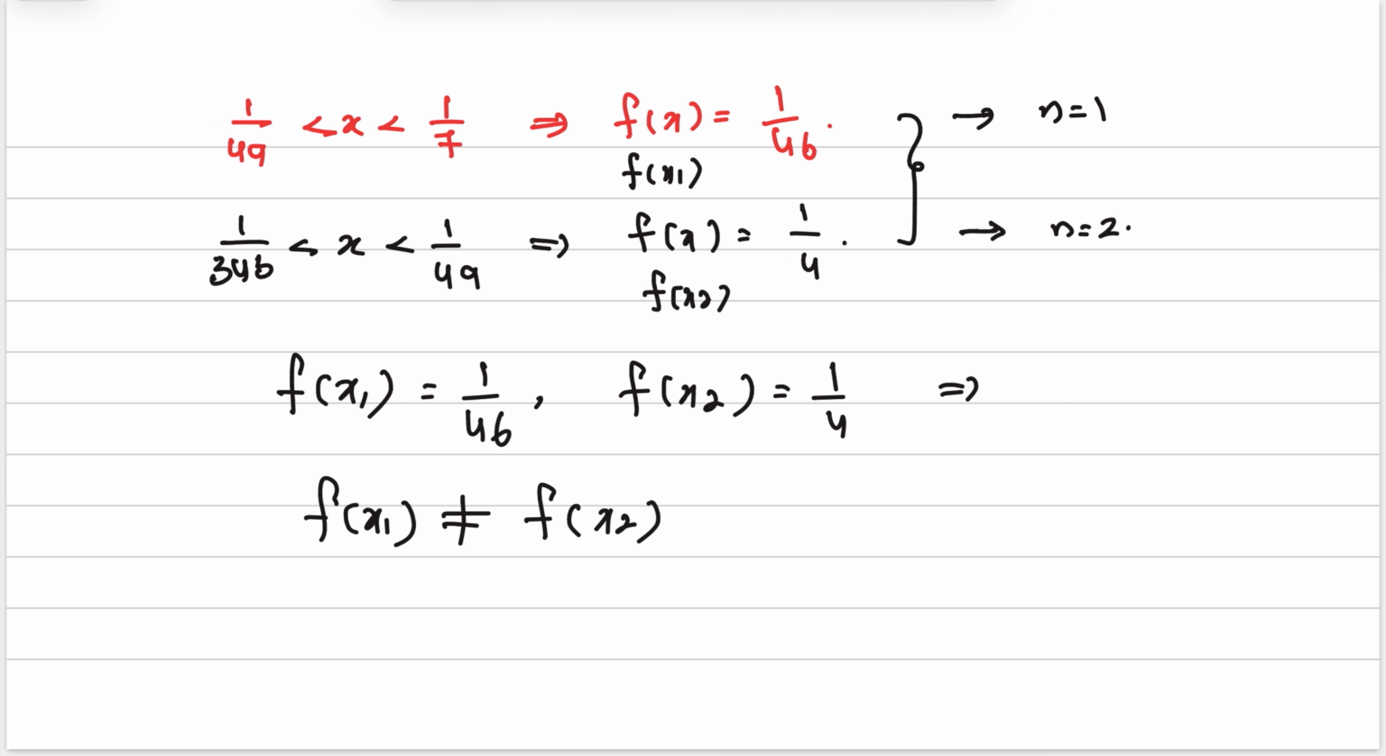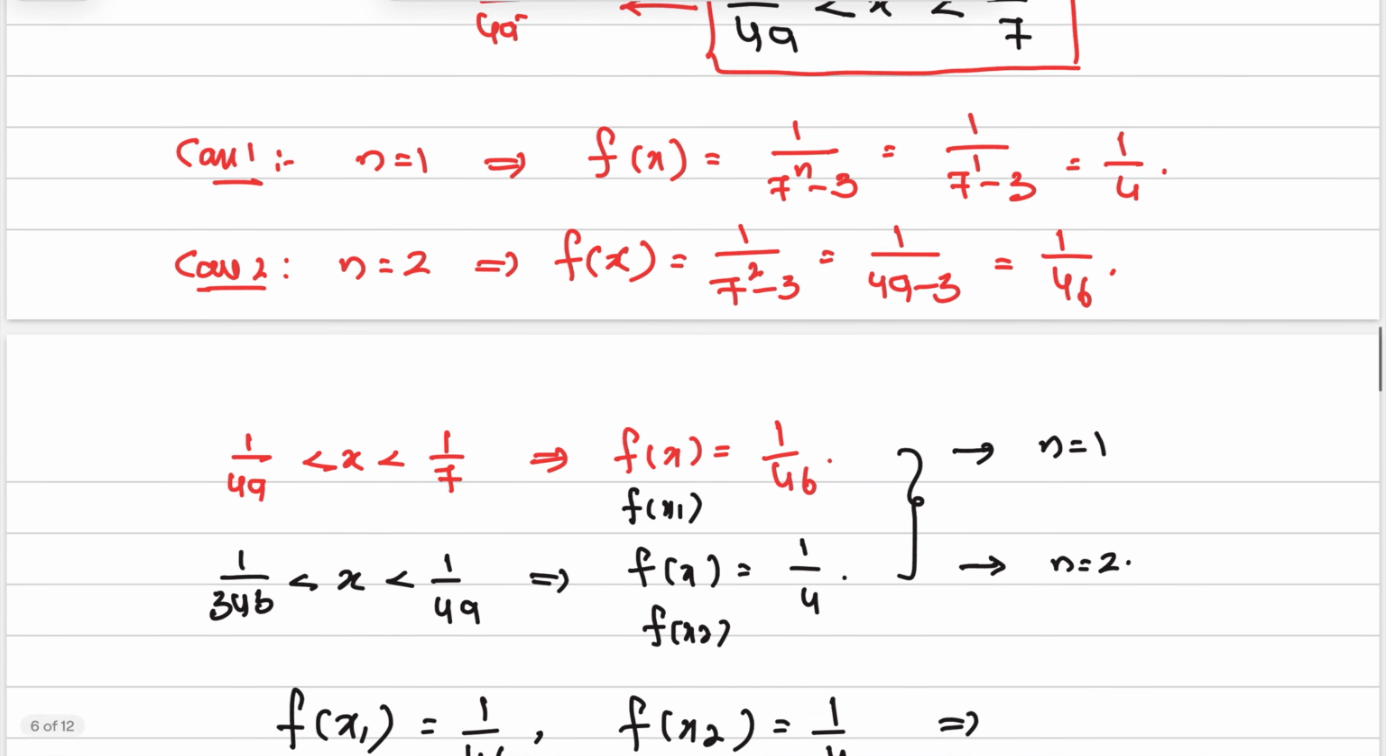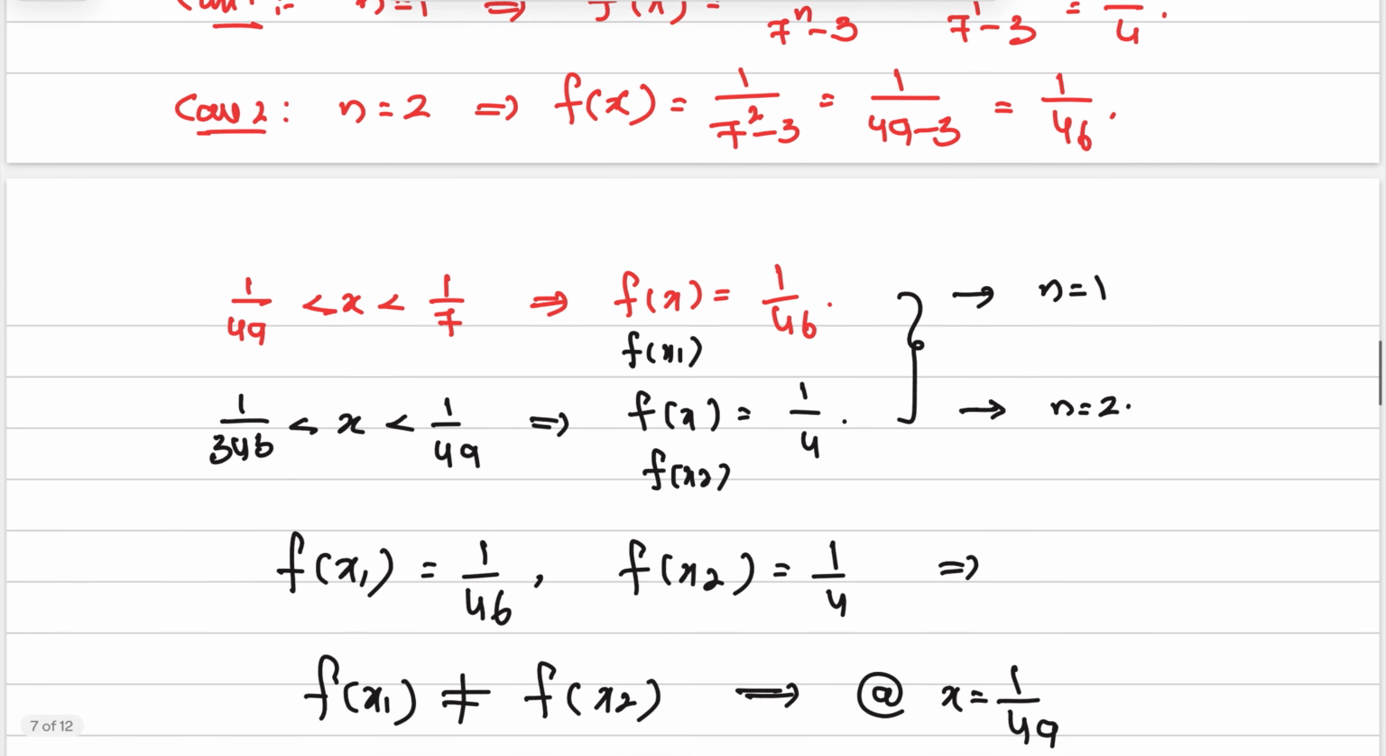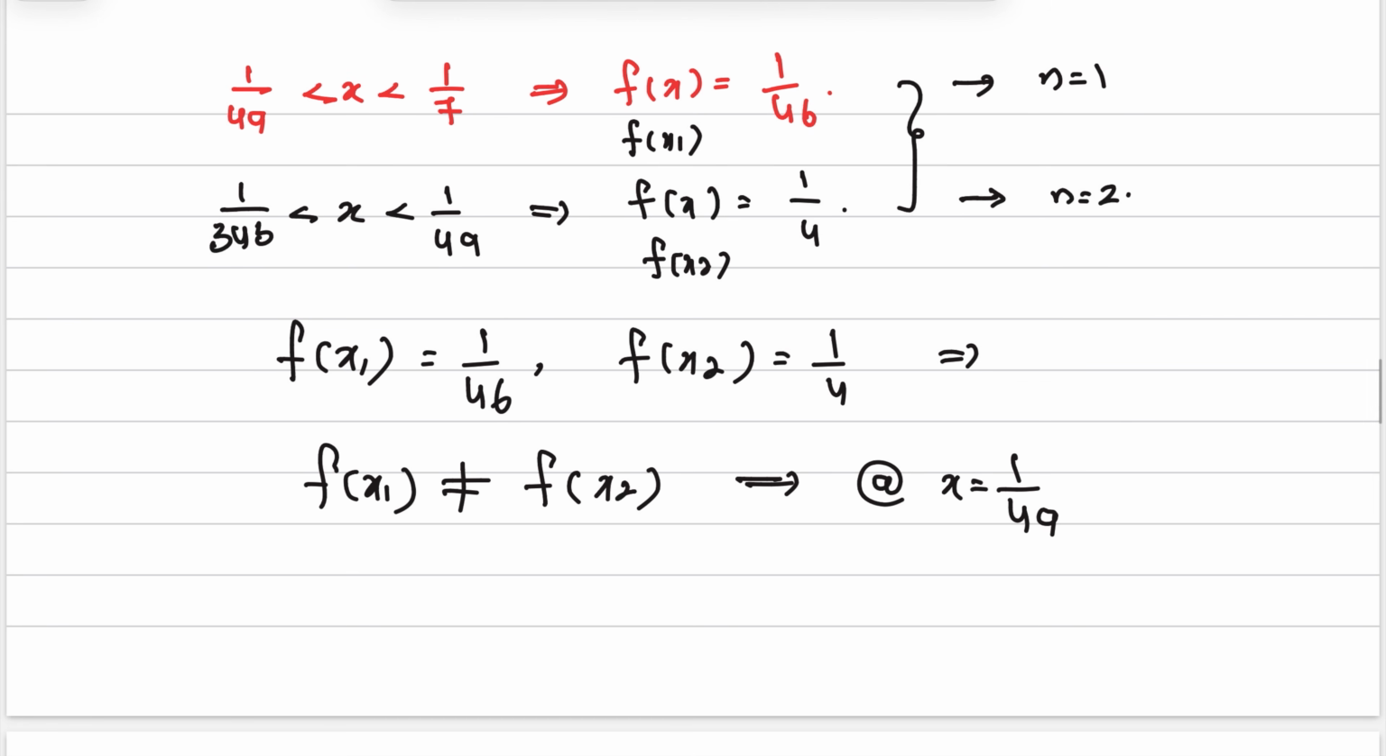Yet x is equal to 1 by 49. How have we taken 1 by 49? Because we have assumed right hand limits and left hand limits in the neighborhood, we can take the value 1 by 49. When x is equal to 1 by 49 or x tends to 1 by 49, it implies function x1 is not equal to function x2. There is a discontinuity.